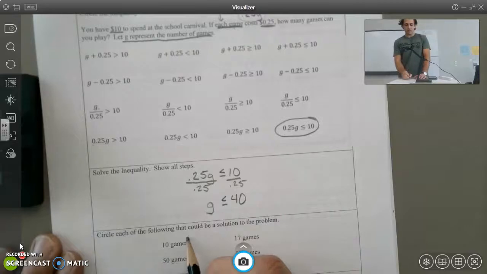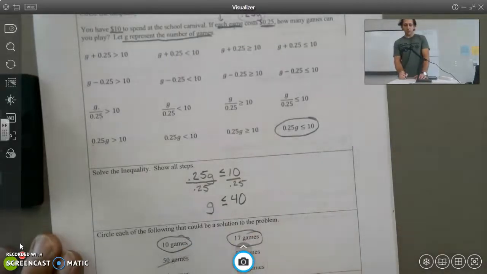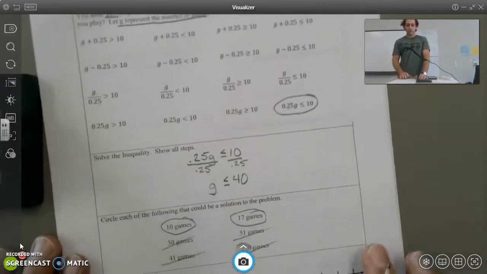Could I play 10 games? Yes. Could I play 17 games? Yes. Could I play 50? No. 51? No. 41? No. 25? 250? No. Graph the inequality.